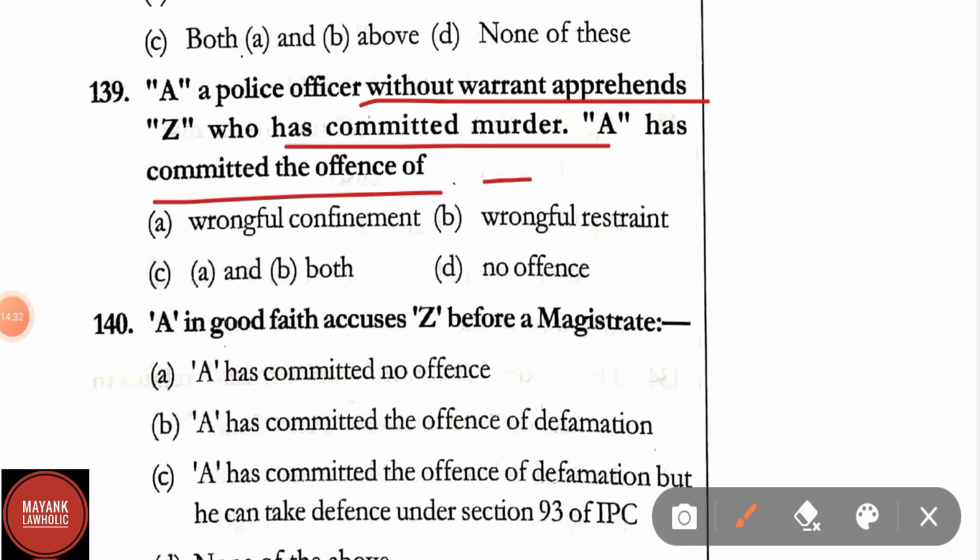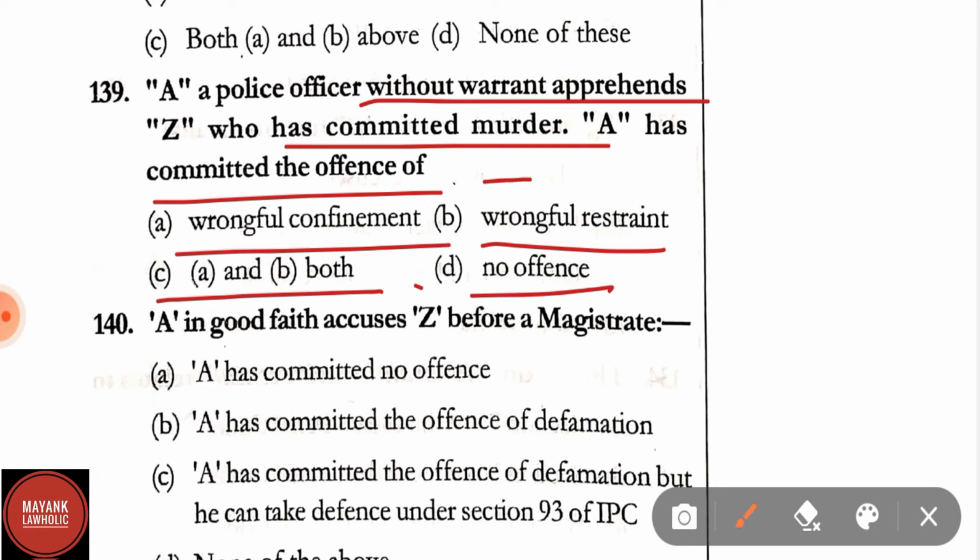A has committed the offence of option A, wrongful confinement, option B, wrongful restraint, option C, A and B both, and option D, no offence. Correct answer is option D, that is no offence.